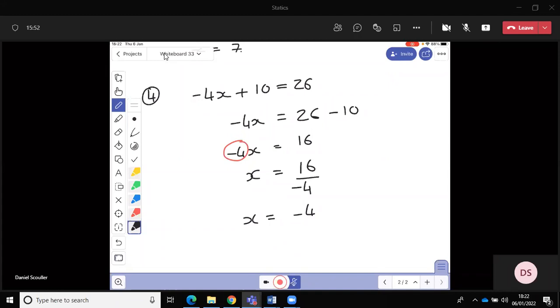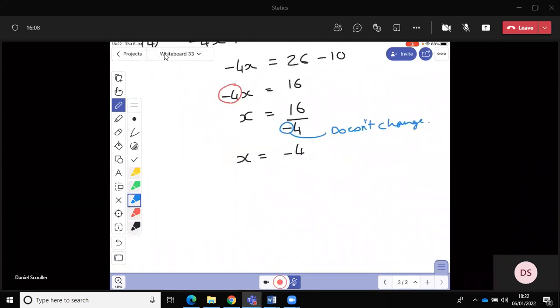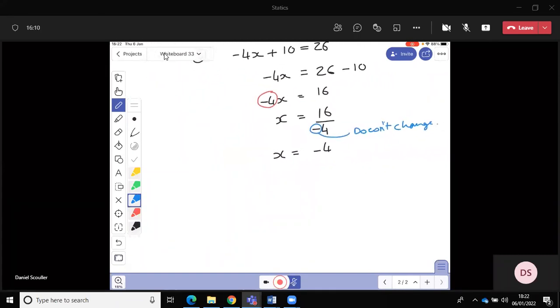Just be careful, that sign in there doesn't change. When a positive is divided by a minus, you're going to get a minus out there. So just be careful with these rules. It just takes practice. Do that enough and it becomes ingrained.